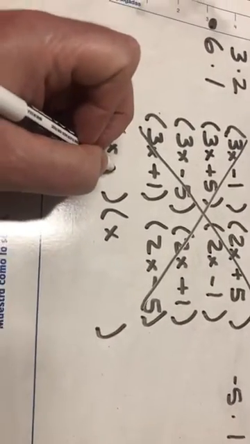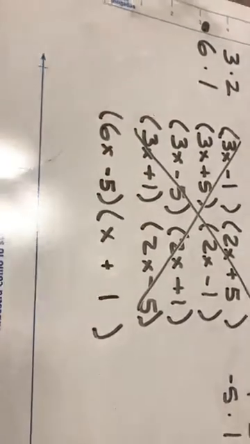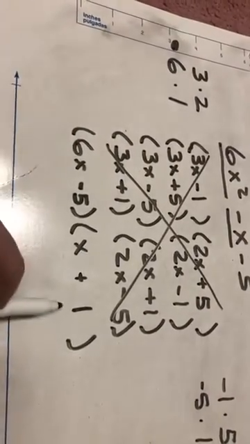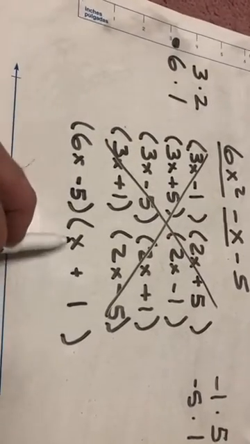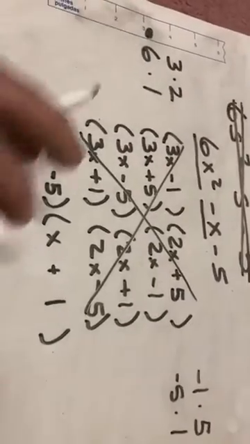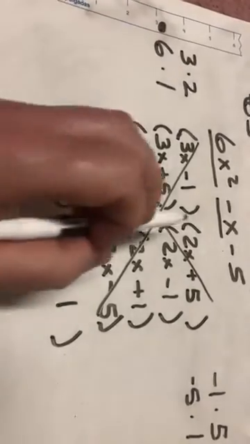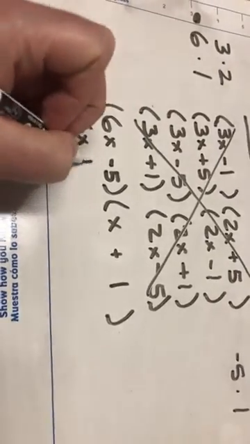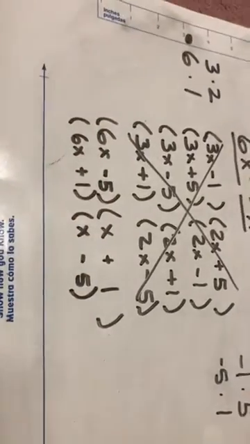All right, let's go here. Negative 5, positive 1. Let's just try what happens. Well, 6 times 1 is 6. Negative 5 times x is negative 5x. When I combine a 6 and a negative 5, that gives me a positive 1. I need a negative 1. So let's switch it. 6x plus 1, x minus 5.